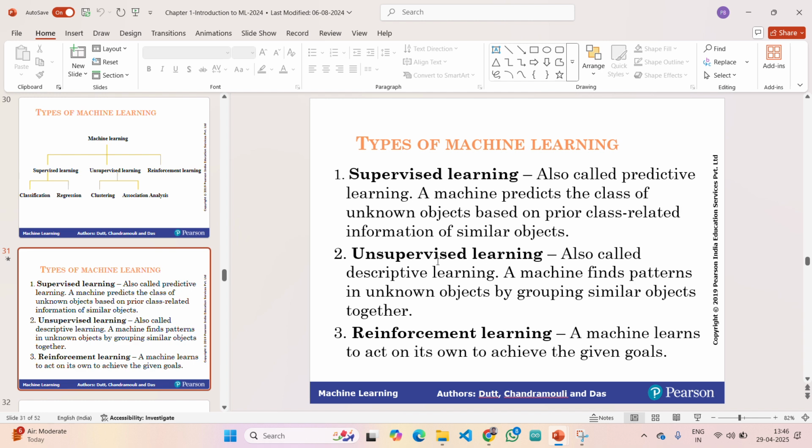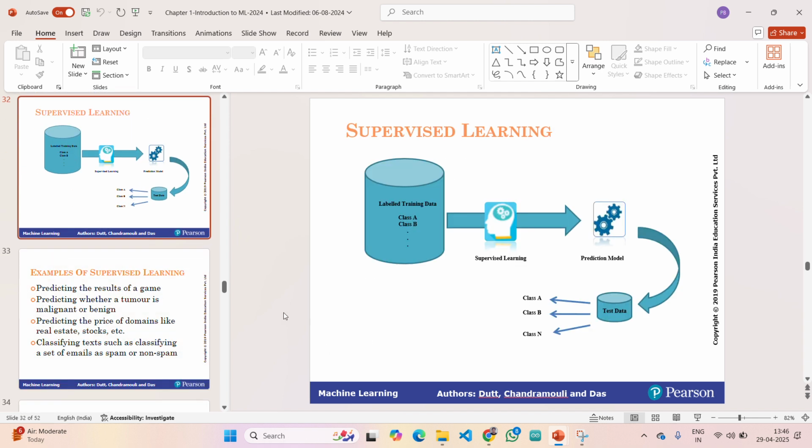Unsupervised learning is known as descriptive because it gives us a description of how it is clustering. A machine finds patterns, similar ones whose attributes or performance are similar, and those are formed as a group. That's the meaning of unsupervised learning. A machine learning to act on its own is reinforcement learning. Now, coming to the flow diagrams. For supervised learning, we consider labeled training data and apply some algorithm. Coming to the algorithms, let me show you.